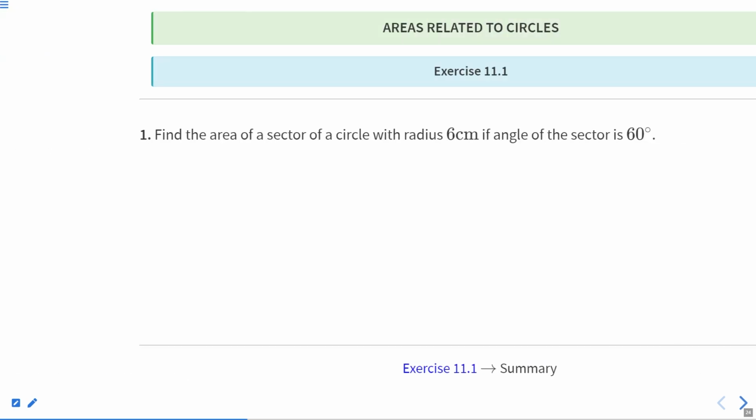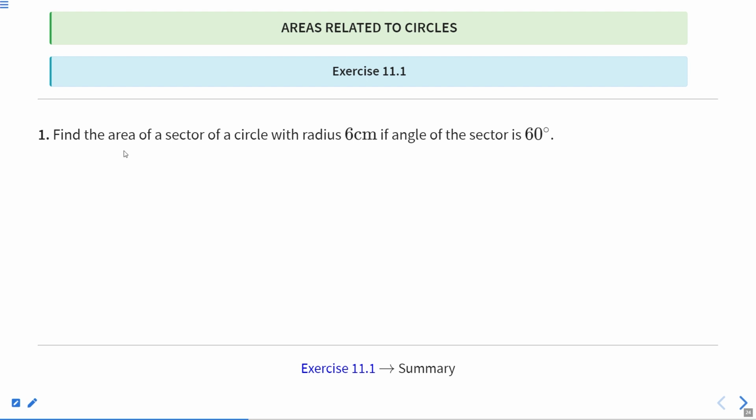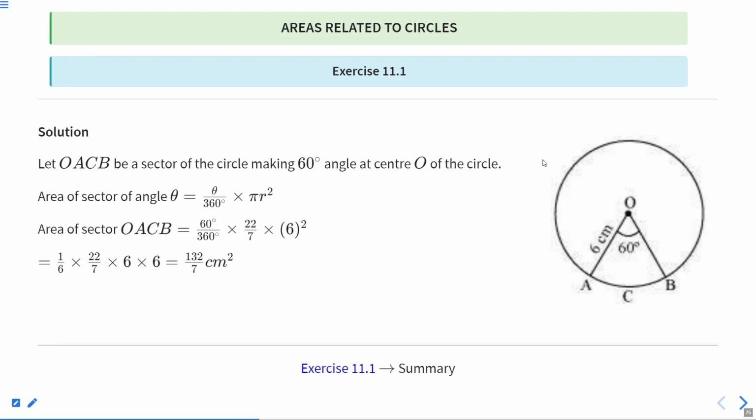So let's get started. In the first question, we have to find the area of a sector of a circle with radius 6 centimeter, if the angle of the sector is 60 degrees. We have studied in our previous lecture that the area of a sector of a circle is equal to theta by 360 into pi r square. We use that formula to find the area of this sector.